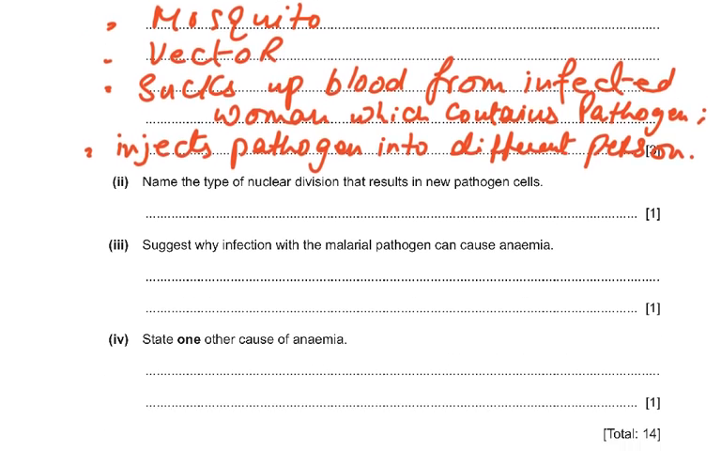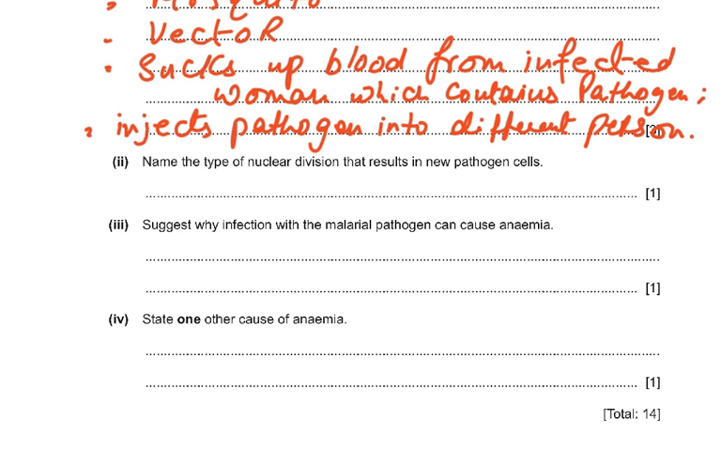Then we come to name the type of nuclear division that results in new pathogen cells. Now you know Plasmodium is a protoctist, it's a eukaryote. So the type of division is going to be mitosis. Now only in bacteria it is not mitosis. Bacteria divide by binary fission. So you have to be very careful where you write mitosis and where you write binary fission.